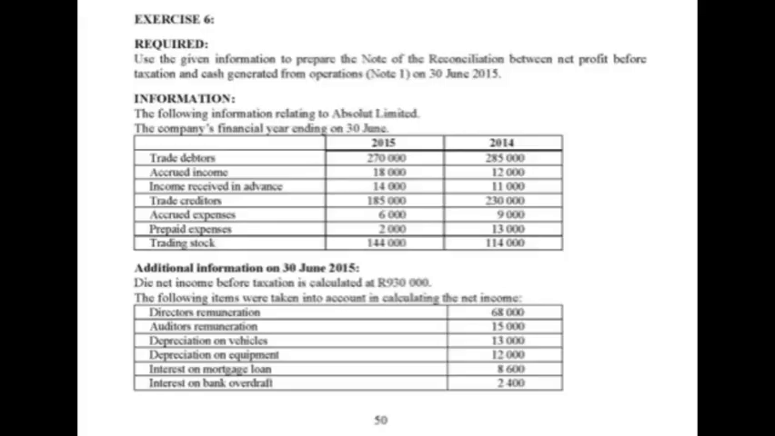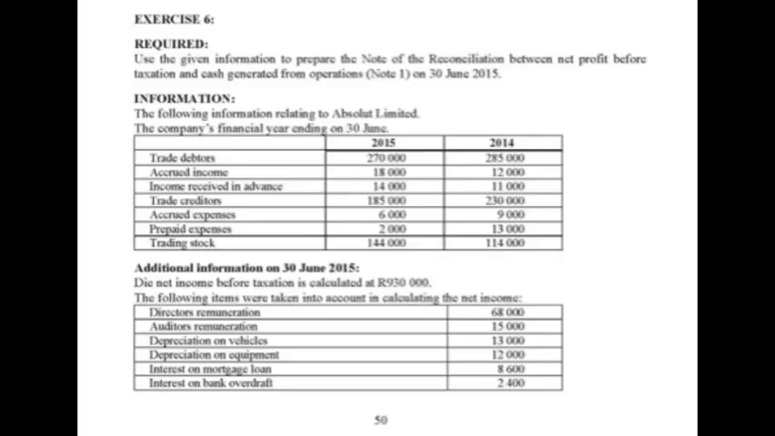Let's practice this by completing example 6. Required: use the given information to prepare the note of the reconciliation between net profit before tax and cash generated from operations, Note 1, on 30th of June 2015. Then they give you information. The following information relates to Absolute Limited. They give you a few balances. Additional information on the 30th of June.